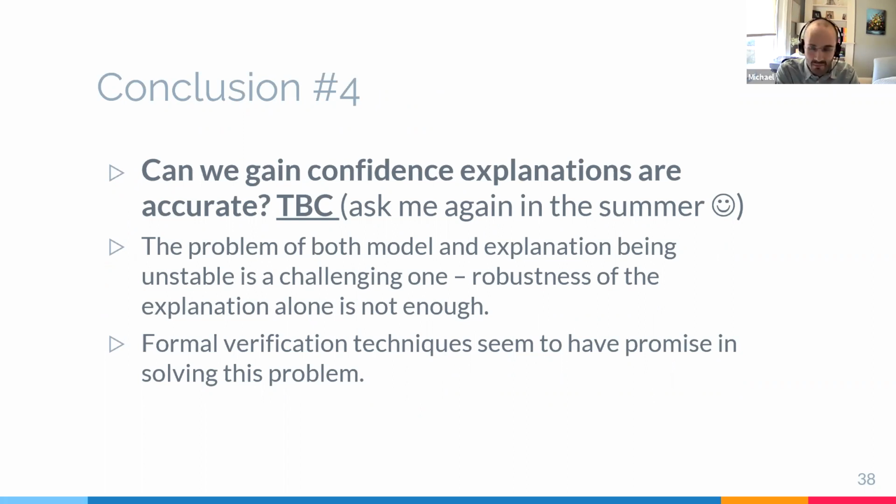But I do think that the nub of this is this problem of the model and the explanation both being unstable. It's a really challenging one, because that means we can't just look at the robustness of an explanation. And I do think that formal verification techniques have promise in solving this problem, although admittedly I have made that statement without too much empirical evidence at this stage. But we'll see how we get on with that.